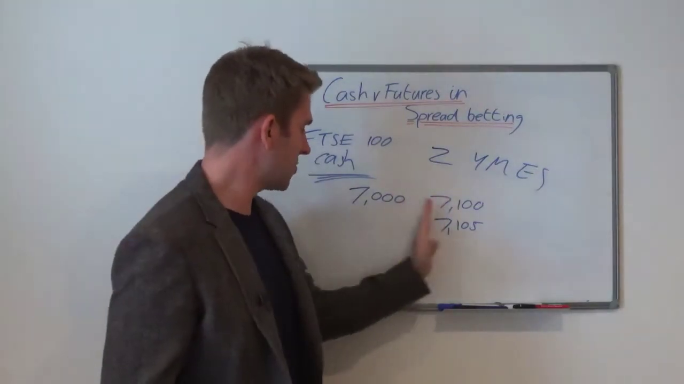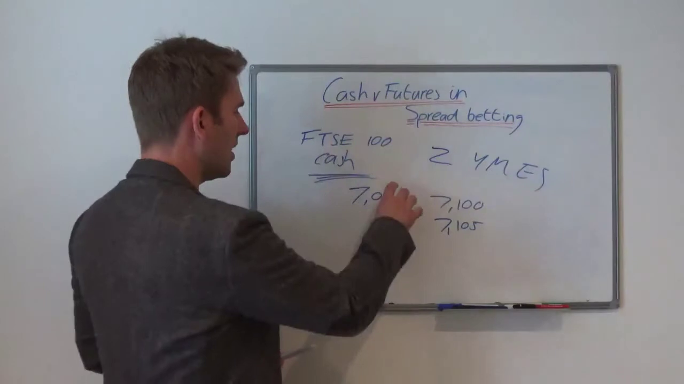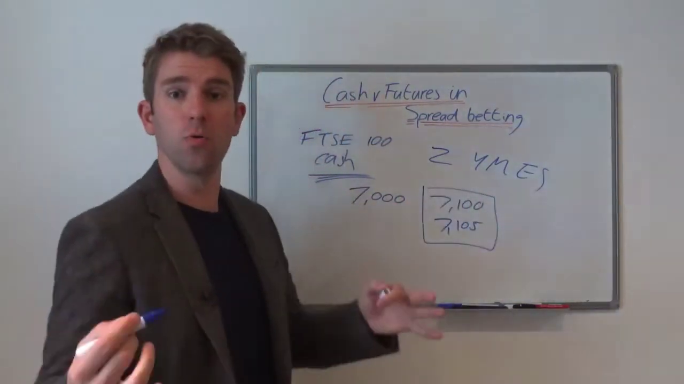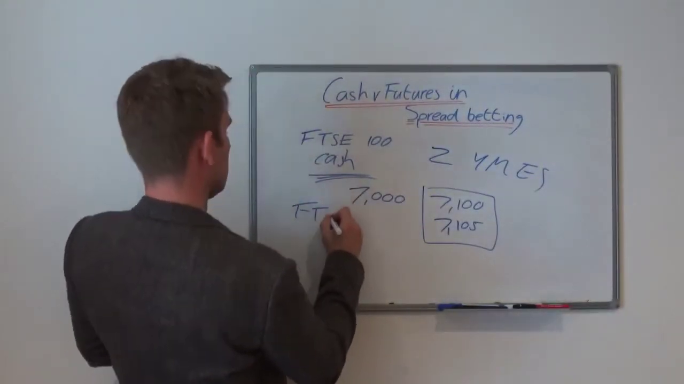However, in between that timestamp, we've had a bit of a move. It might have moved up 10, might have moved back down. So you can't actually trade this price. What you're trading is this price. However, when you look at the quotes on your platform, the quote says for the FTSE 100, let me write that down.